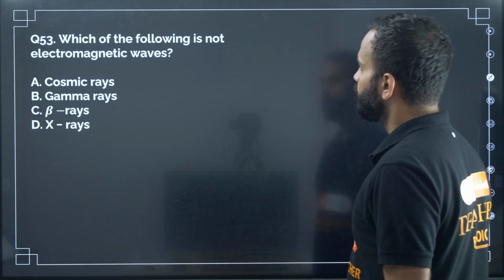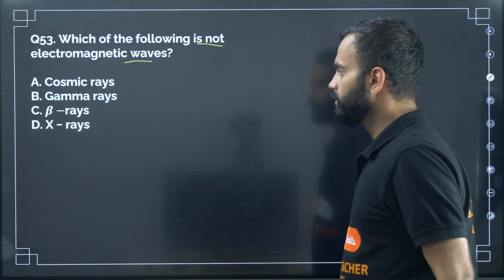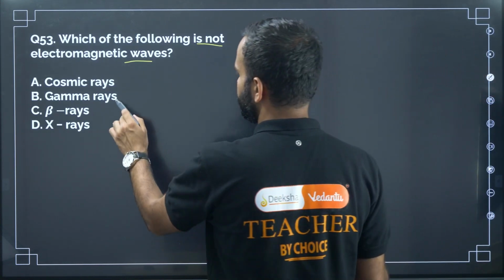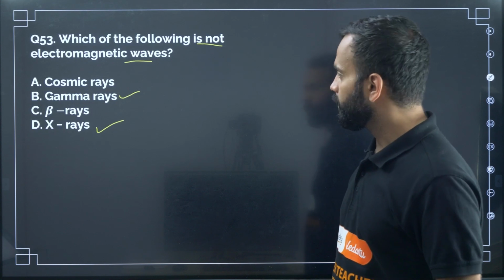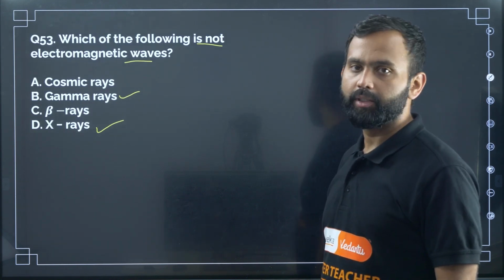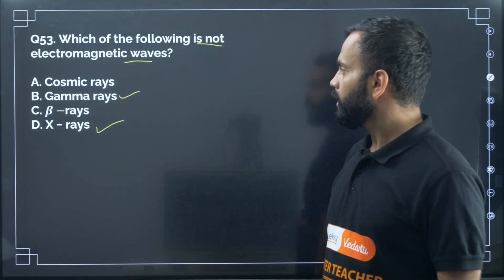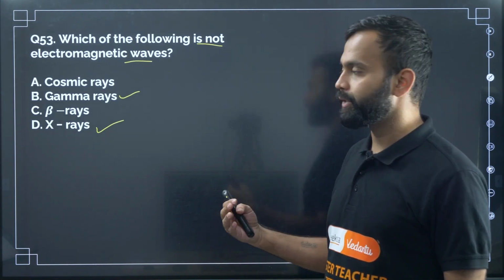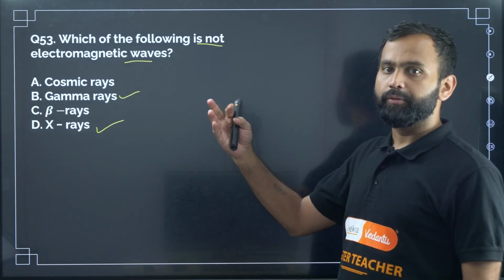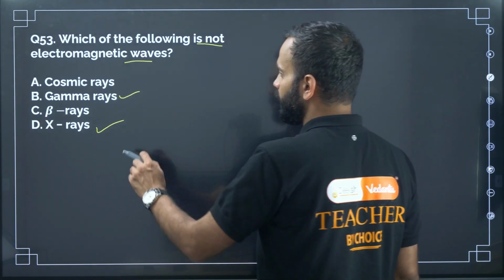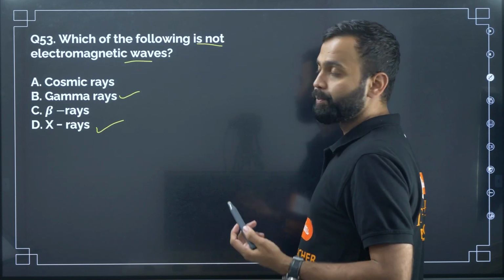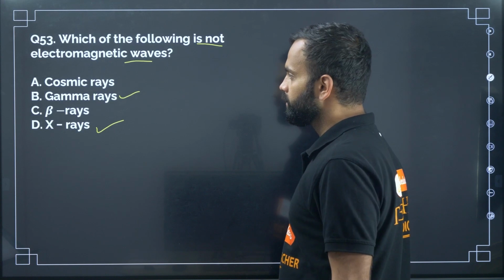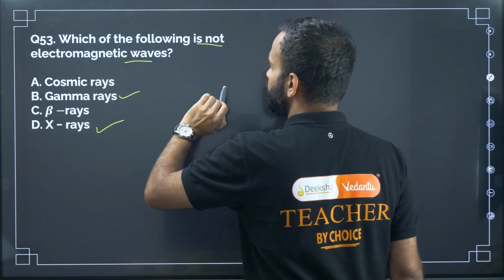Next question, question number 53. Which of the following is not an electromagnetic wave? Gamma ray and X-ray both are electromagnetic waves. Let's see cosmic ray. Here the cosmic rays are not electromagnetic waves. Cosmic rays are high energy particles moving in free space. The particles are protons. So option A is correct.